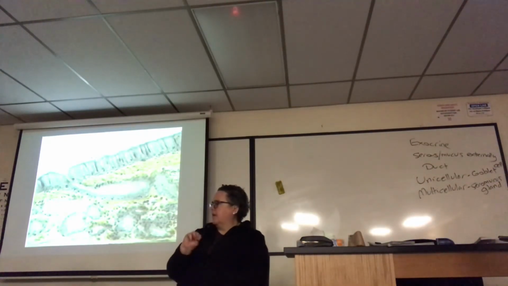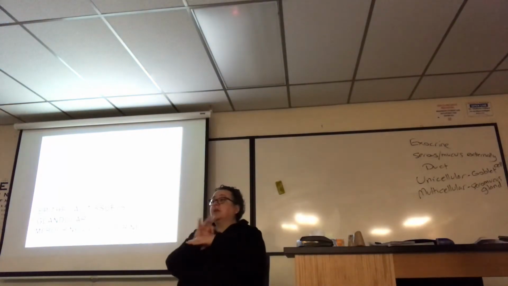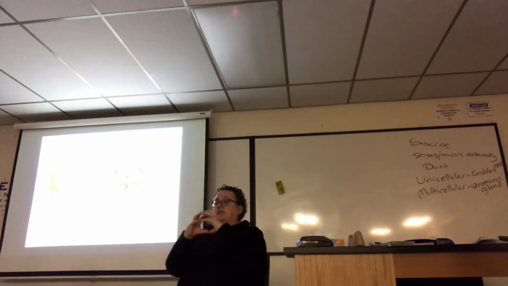Okay, so the function of these glands is secretion. There are different kinds of secretion. A secretion is it oozes out. So how does the secretion get out of the cell? There's merocrine and holocrine.